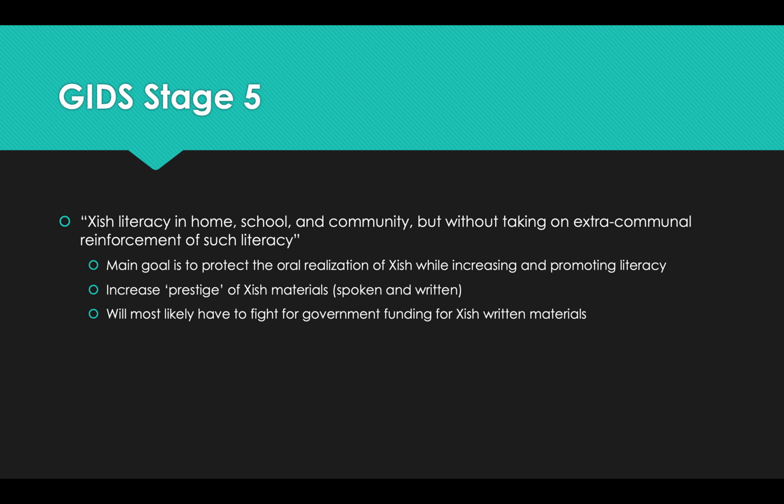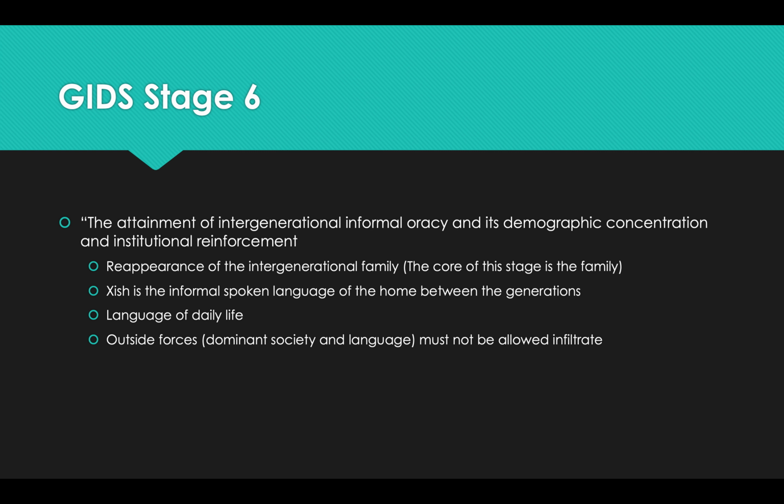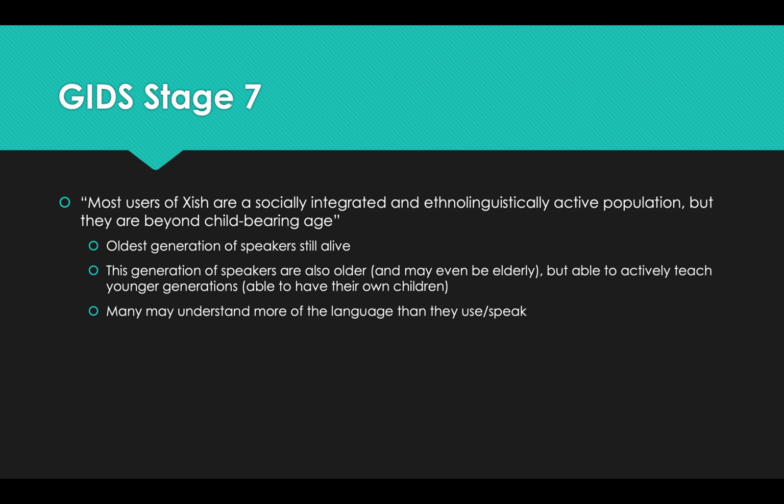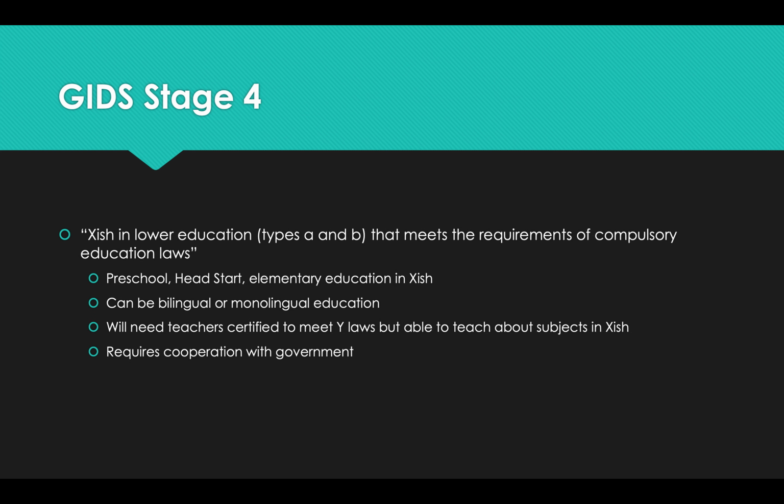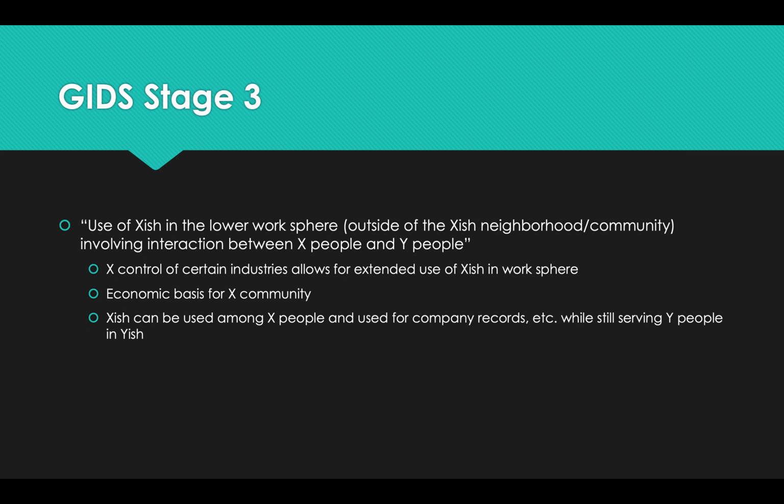So to be at stage 4, you must also be having literacy in the home and school and community. You must also have intergenerational oracy. You must also have an integrated and ethnolinguistically active population. All of these must be met to be able to be at this. You can be at a higher stage that has features of a lower stage, if that makes sense.